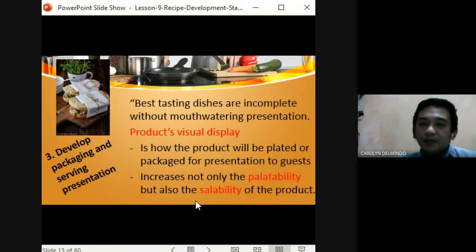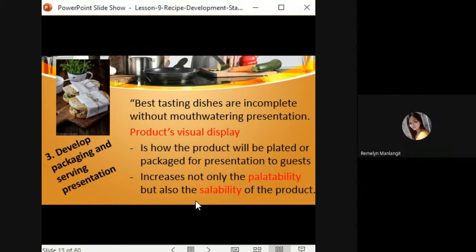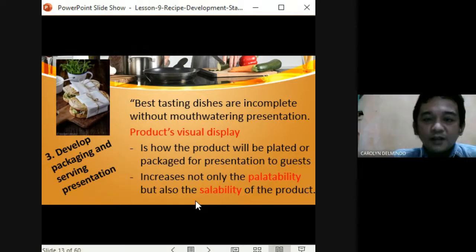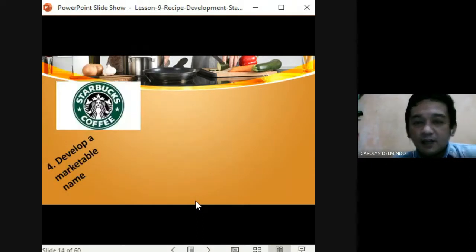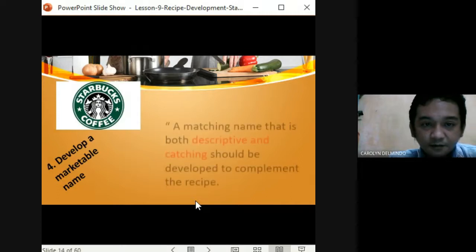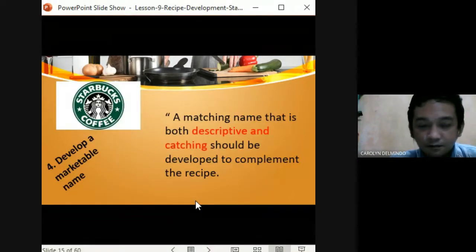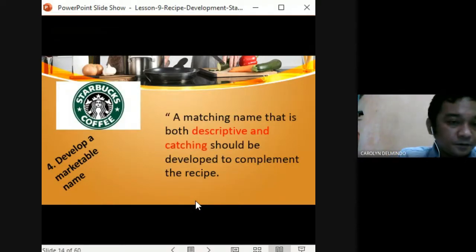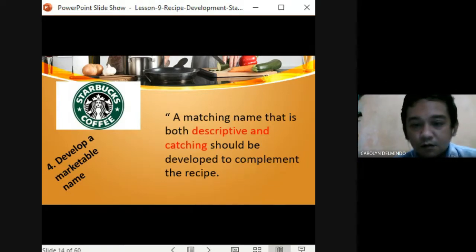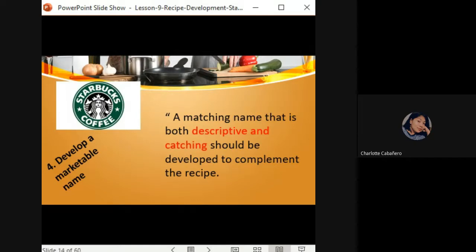Okay, ano po yung number 3? Ano po yung number 3? Develop packaging and serving presentation. Okay, thank you. Very good. So, number 3 is develop packaging. So, we need to develop that. Okay, next one is, you can read next one. Okay, next one po. Number 4, what we're going to develop. Marketable name, sir. Okay, develop.